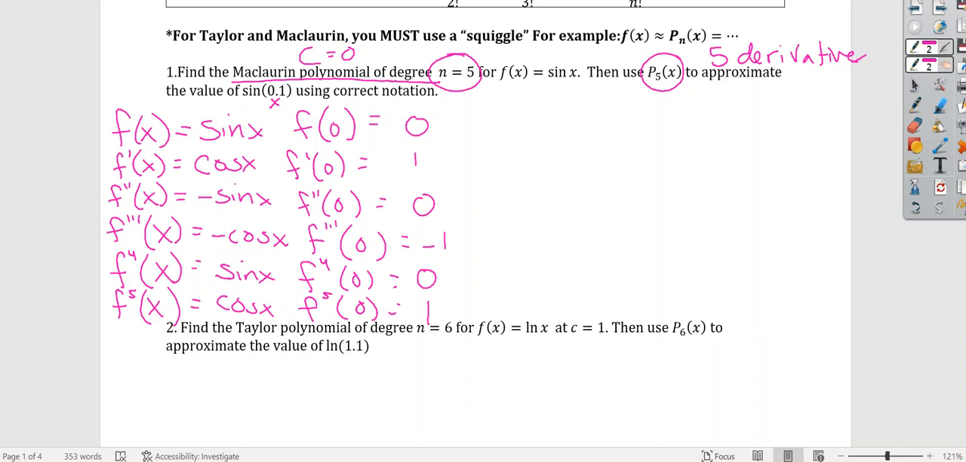Is there anything so far that I've done that you have questions about? Good at that? Okay. All right, so we're going to create that polynomial using the formula.